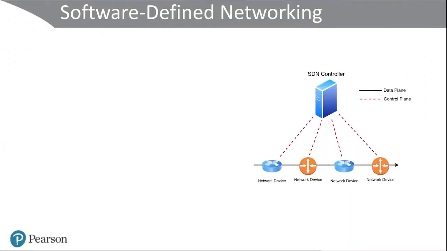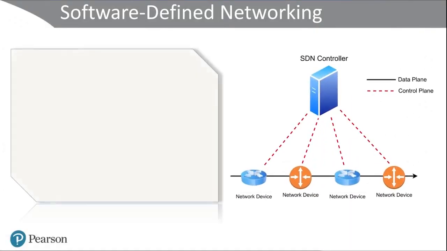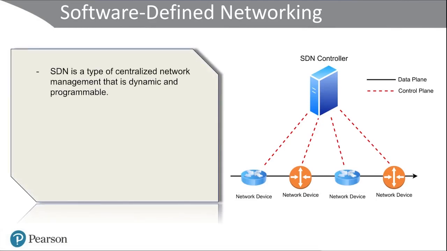Let's briefly talk about software-defined networking. Software-defined networking, or SDN, is a type of centralized network management that is dynamic and programmable. It separates the data that is transmitted by network devices from the administration of those devices. This can be helpful in a network that has many switches and routers. SDN is used to aid with traffic engineering, routing, switching, monitoring, load balancing, and security.